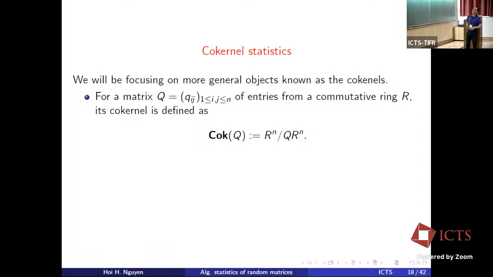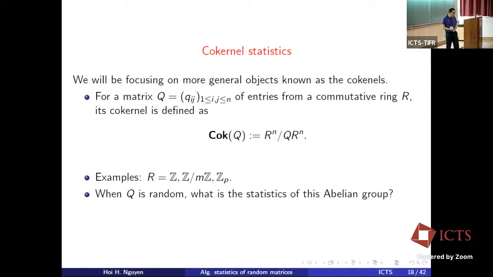Okay, so here's the situation. You have a commutative ring, and let's say square matrices with entries from the ring, and then you quotient out the image of the matrix from the space R to the N. That gives you an abelian group. Typical examples that we'll be focusing on are R equal to Z, or Z mod M, or the p-adic integers. So the question is statistical. Assuming that Q is random, what would this object be? How does this group look?